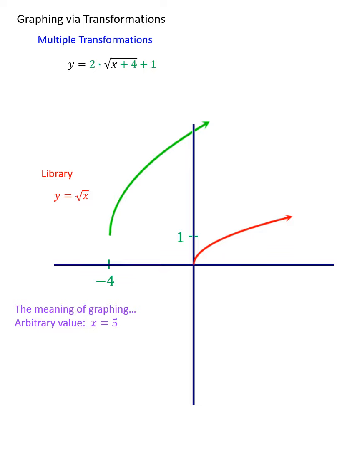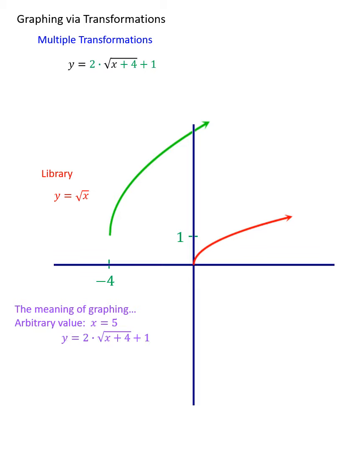Anyways, back to the meaning of graphing. Shouldn't it be the case that if I plug in 5 and get an answer for y, that y value would correspond to a point on my graph? And yes, of course it is. So I'm going to plug in 5 here.